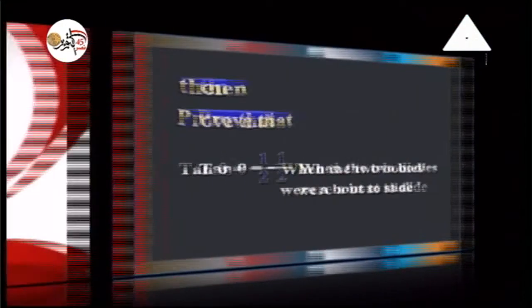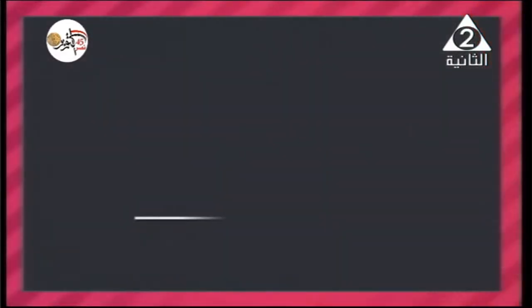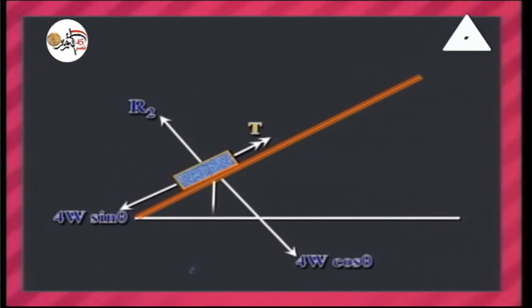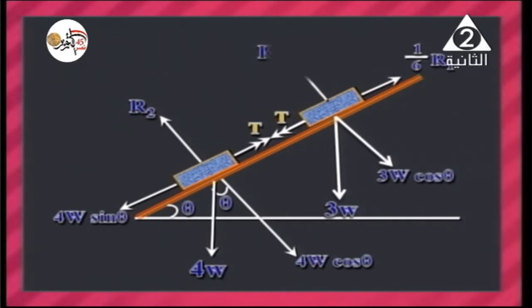Look at the solution. My dear student, we have a rough plane inclined to horizontal by angle theta. We have two bodies. The first body 3W, the second body 4W. The first body 3W, we resolve 3W about two perpendicular directions, 3W cosine theta and 3W sine theta.